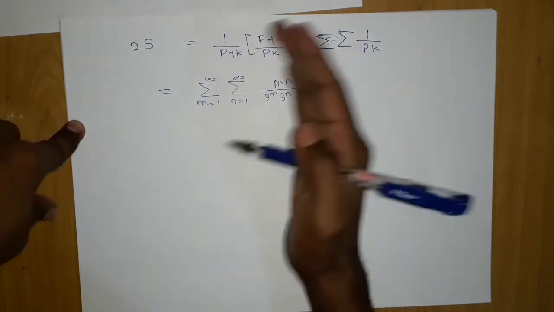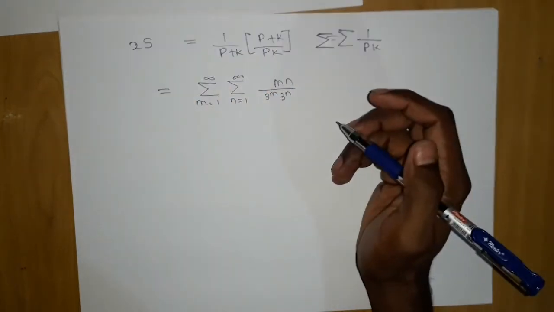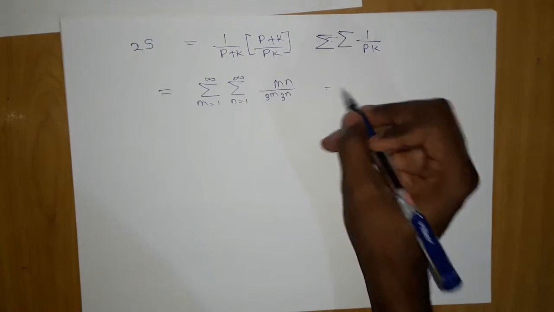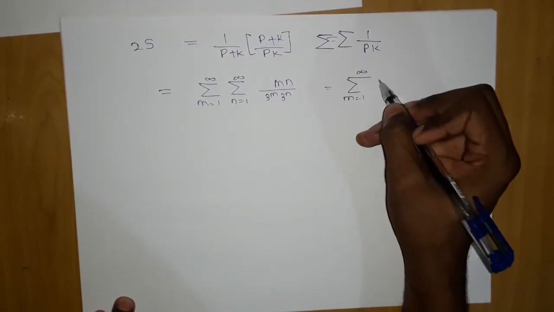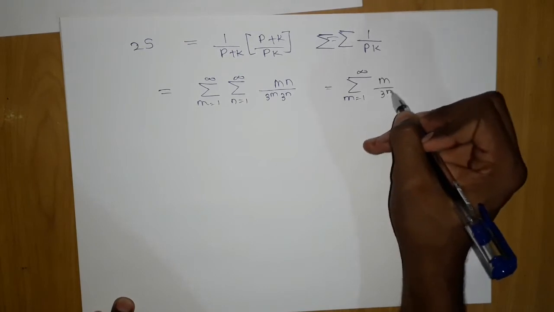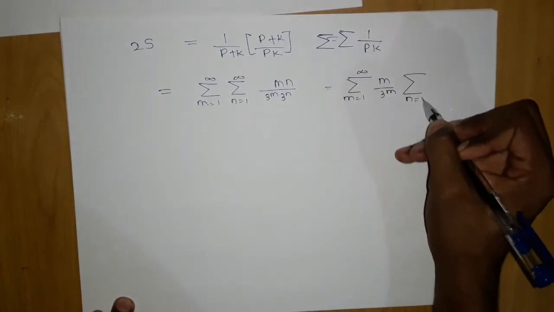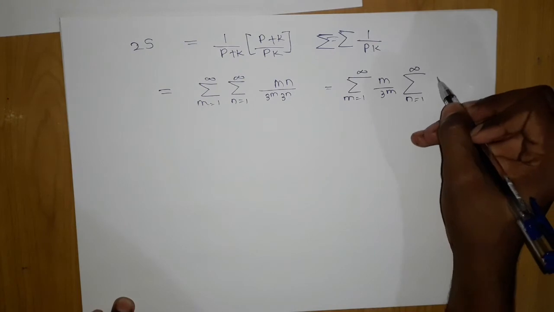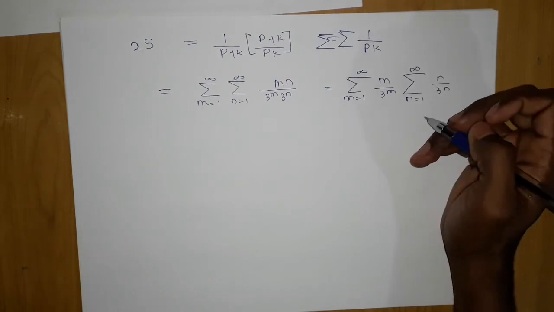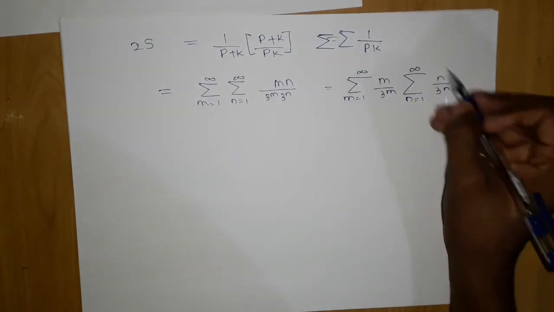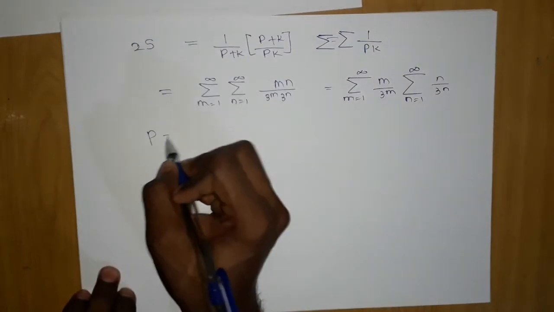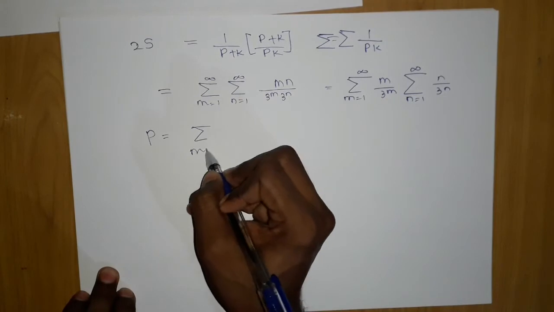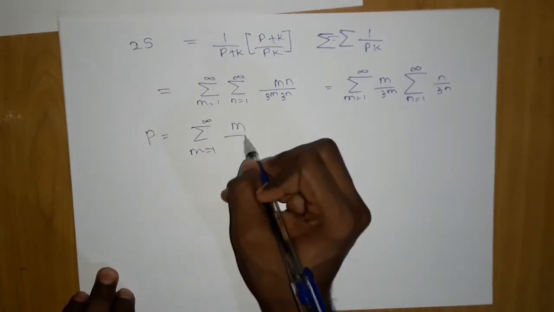Now since it is in multiplication, I can bifurcate it into two summations. That is the property. So 1 to infinity, this is nothing but m by 3m, and this is nothing but n equals 1 to infinity n by 3n. Now if I get the sum of one, the other will be the same, because they are almost same, so I will call it some p, summation m equals 1 to infinity m by 3 by m.